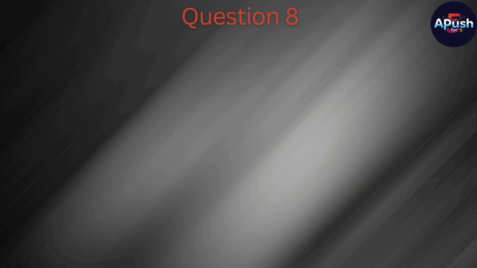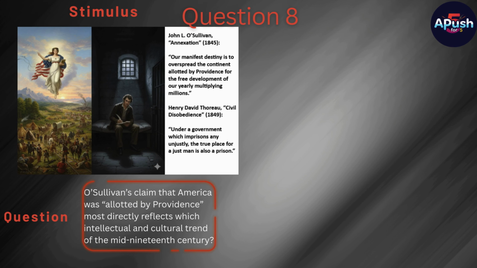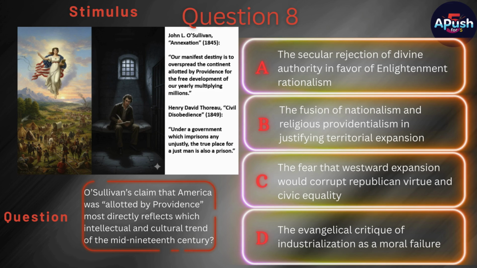Question 8. Stimulus. See image. Question. O'Sullivan's claim that America was allotted by Providence most directly reflects which intellectual and cultural trend of the mid-19th century? A. The secular rejection of divine authority in favor of Enlightenment rationalism. B. The fusion of nationalism and religious providentialism in justifying territorial expansion. C. The fear that westward expansion would corrupt Republican virtue and civic equality. D. The evangelical critique of industrialization as a moral failure.